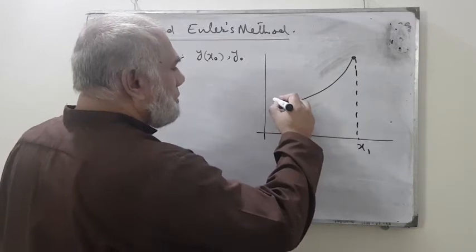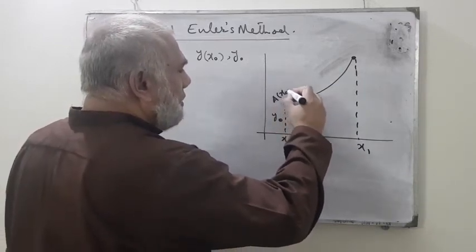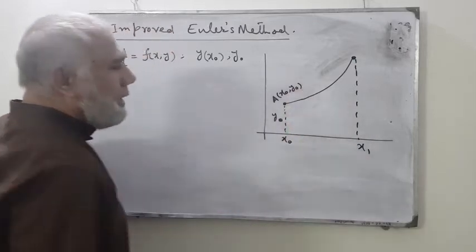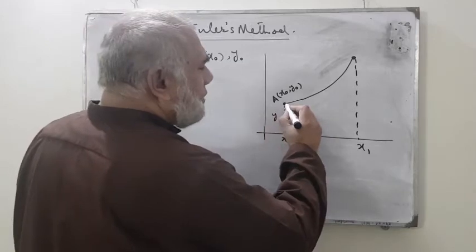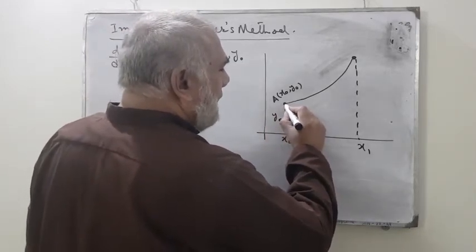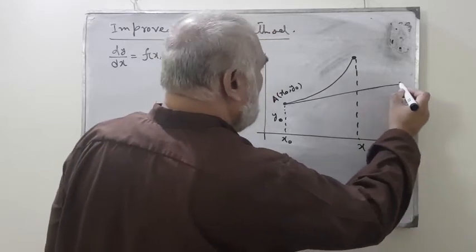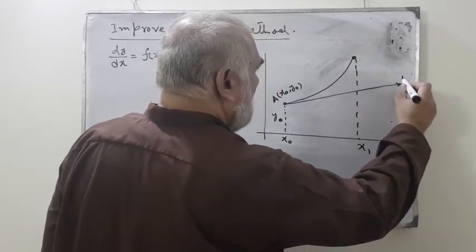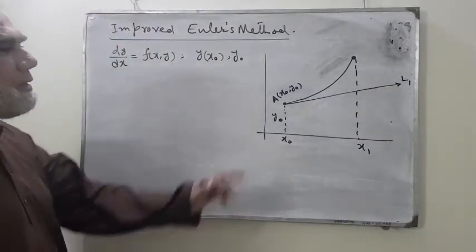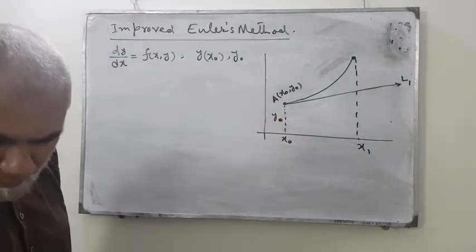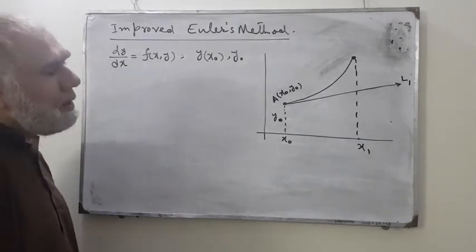the coordinates of this point, if I call this the point A, are x0 and y0. If I draw the tangent line at this point A going all the way like this, and we show it by AL1, AL1 is the tangent line at the point A having coordinates x0 and y0.